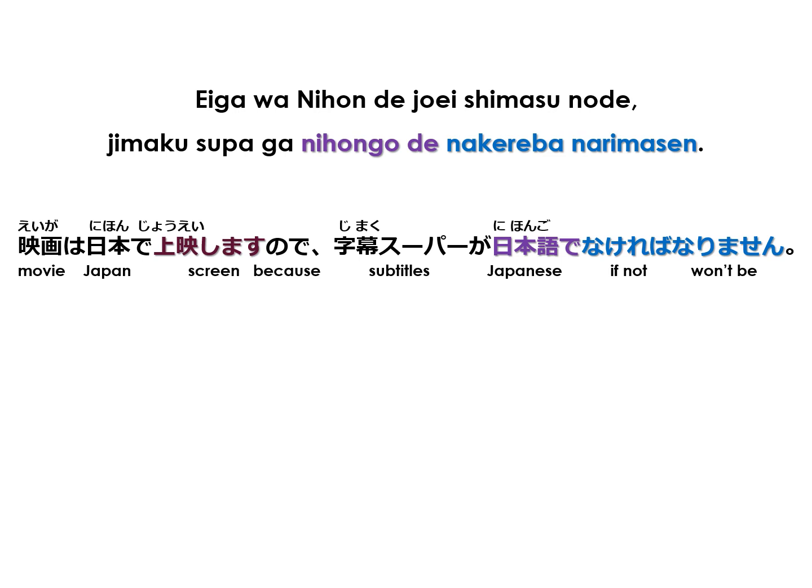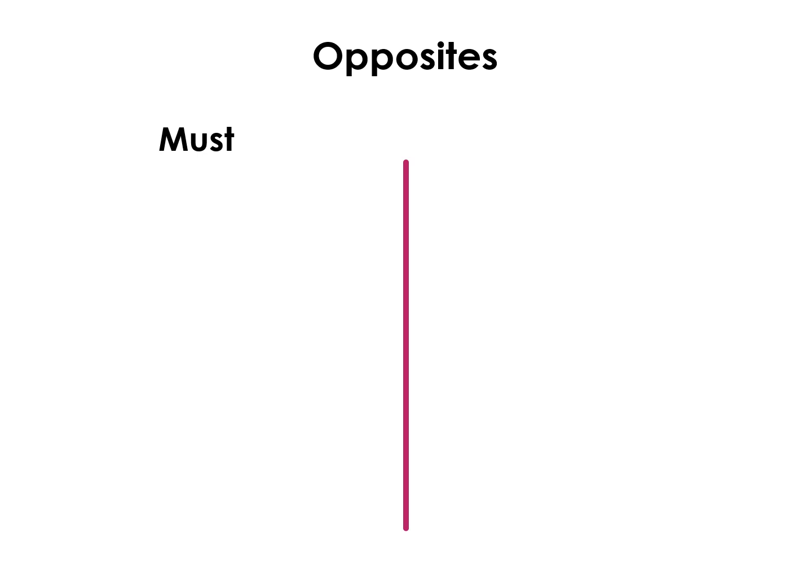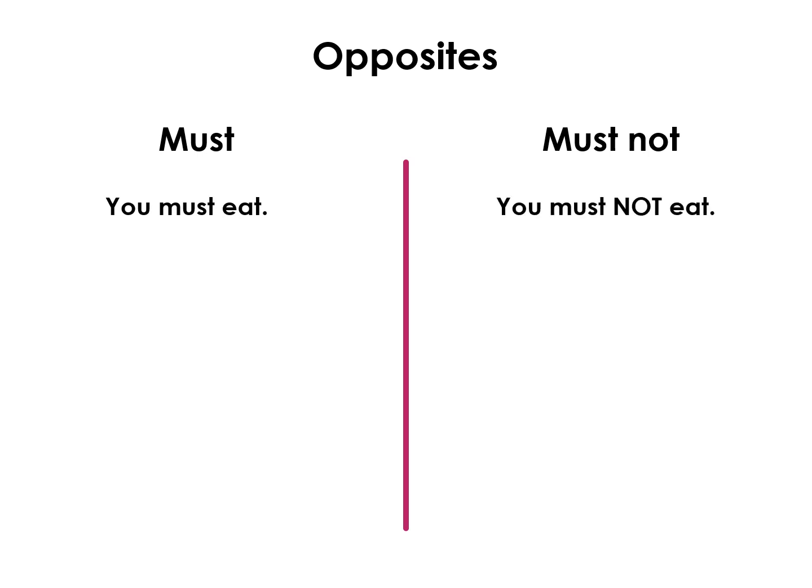映画は日本で上映しますので、字幕スーパーが日本語でなければなりません。In English, because the movie will screen in Japan, the subtitles must be in Japanese. So what's the opposite of must? It is must not. For example, when we say you must eat, the opposite of that is you must not eat, which is a prohibition, a conjugation we learned to make in lesson 38.